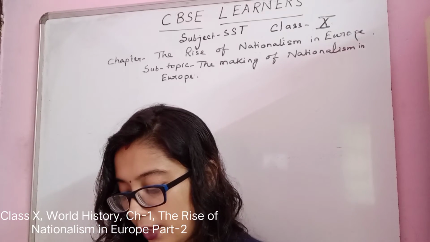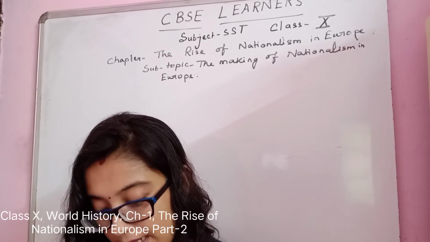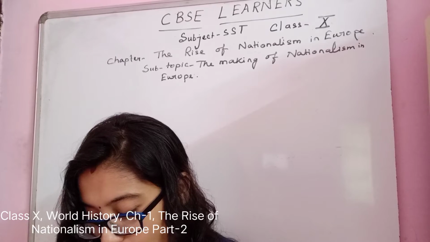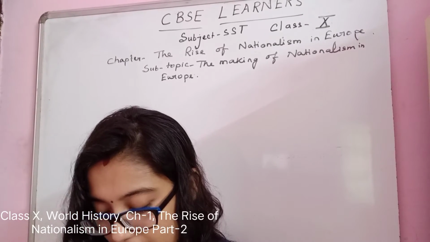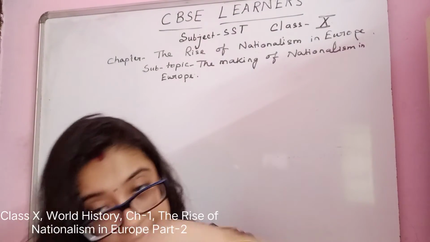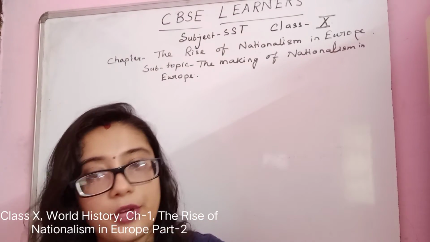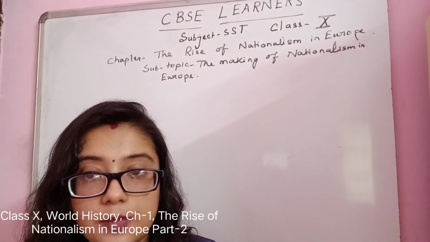It was among the educated liberal middle classes that the ideas of national unity, following the abolition of aristocratic privileges, gained popularity. So you can see these are educated people, and they are the middle class people.